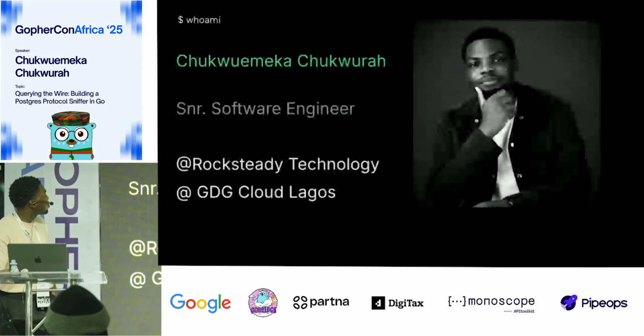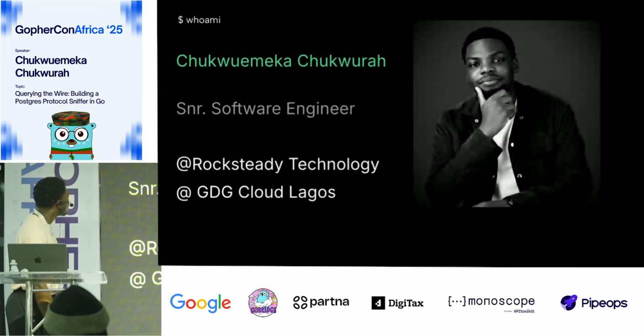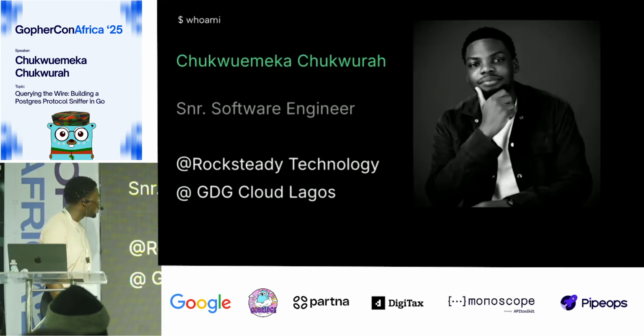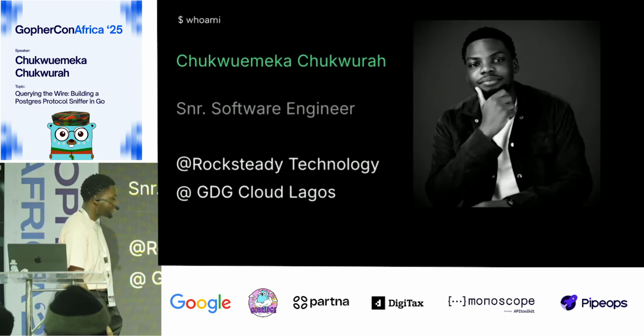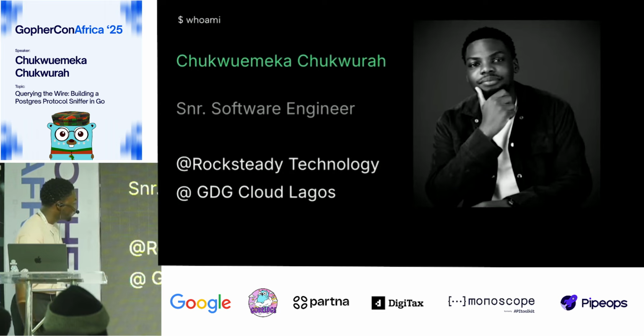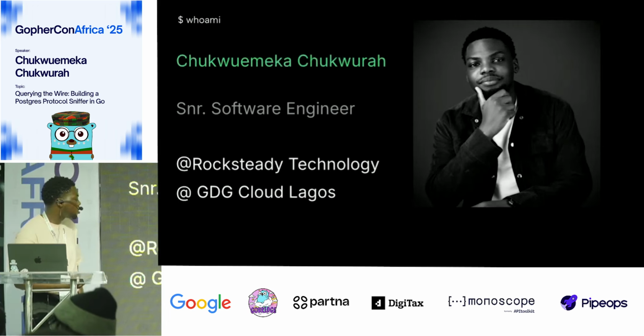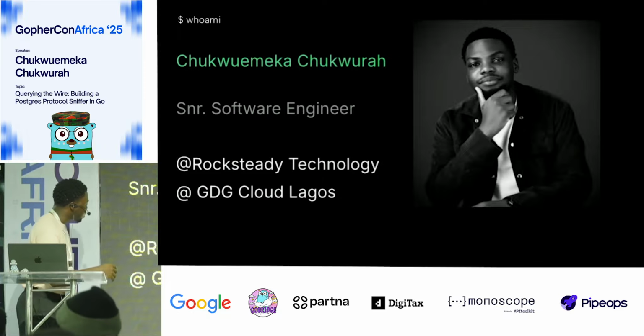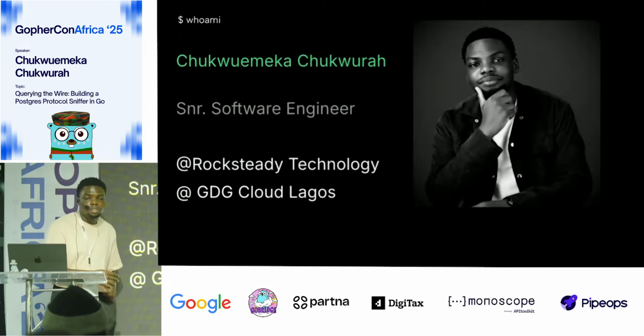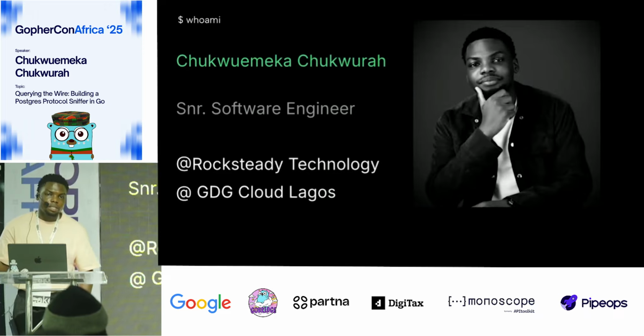Okay, so brief synopsis. My name is Chukwuemeka Chukwurah. I'm an alleged senior software engineer. I work at Rocksteady Technologies and we're a dev shop. What we practically do is we're a company in the US, we bring your problems and then we give you technical solutions to your problems. And while I'm not doing that, I'm always representing GDG Cloud Lagos. It's the cloud community side of GDG Lagos, and we just talk about cloud, DevOps, and cloud native tools.